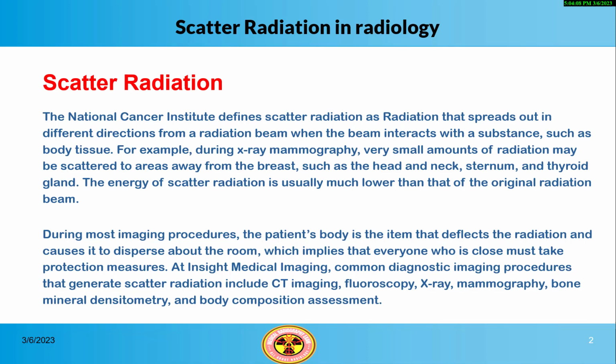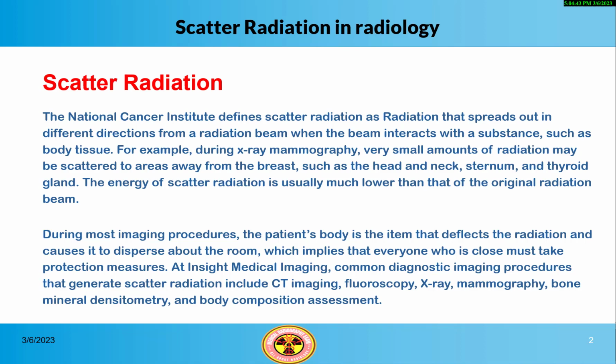For example, during X-ray mammography, very small amounts of radiation may be scattered to areas away from the breast, such as the head and neck, sternum, and thyroid gland. The energy of scatter radiation is usually much lower than that of the original radiation beam. During most imaging procedures, the patient's body is the item that deflects the radiation and causes it to disperse about the room, which implies that everyone who is close must take protection measures.